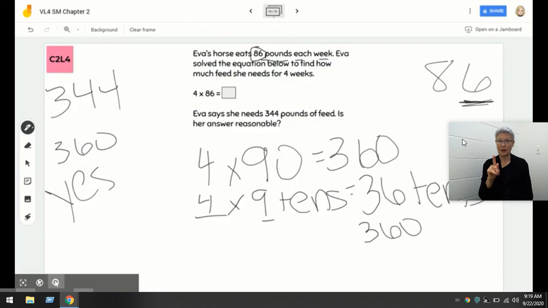All right, you guys, today your job off to the side is that you will complete a similar problem. You will have to decide, is Kira reasonable? But you also need to make sure that you can explain why. Today we decided that Eva is reasonable, yes, and without me physically writing it on this board, I'm going to go ahead and tell you via audio. Yes, Eva's answer is reasonable because 360 pounds is very close to 344 pounds. All right, you guys, go ahead and get started.